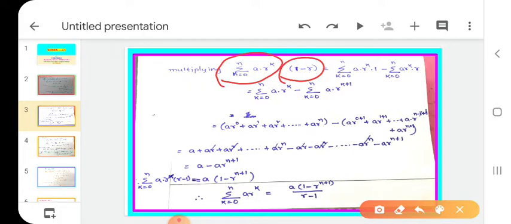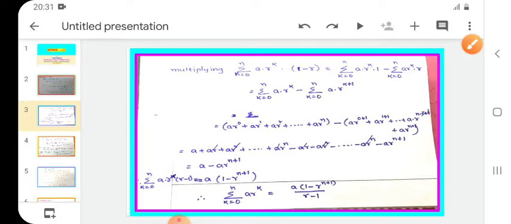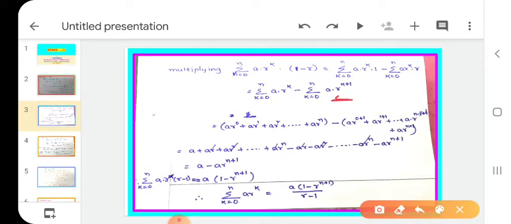What do we get? 1 times the summation from k equals 0 to n of a rᵏ, minus the summation from k equals 0 to n of a rᵏ times r, which means a rᵏ⁺¹. Is it clear? First we multiply the series with 1 and get the same, minus next we multiply the series with r, so we get a rᵏ times r, that means a rᵏ⁺¹. Now we have two partial sums. Now I write the terms of these two partial sums.